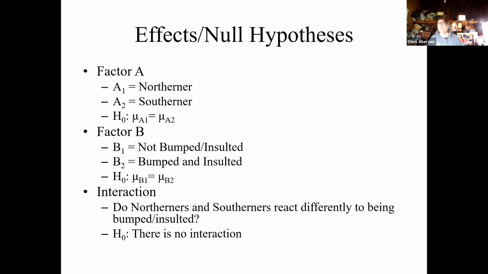The interaction is asking whether Northerners or Southerners reacted differently to this sort of minor insult. And it was the author's beliefs that Southerners are more culturally inclined to take anything like that and escalate. And this is why you hear stories of feuds among families in the South.